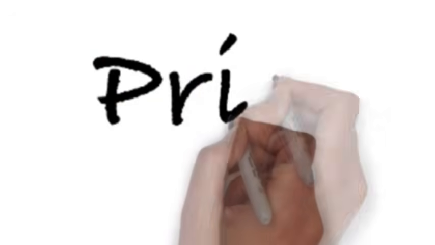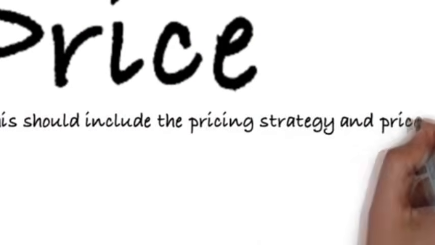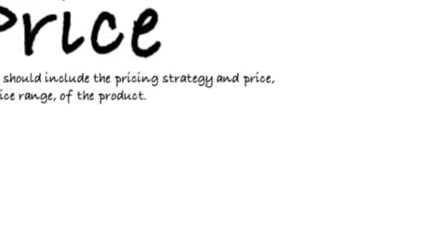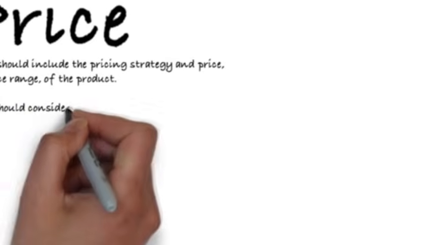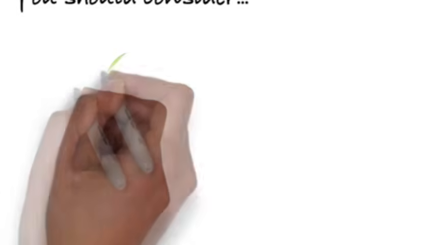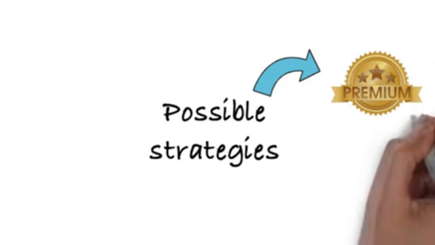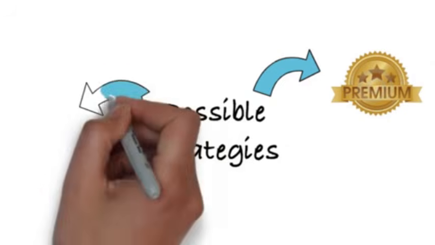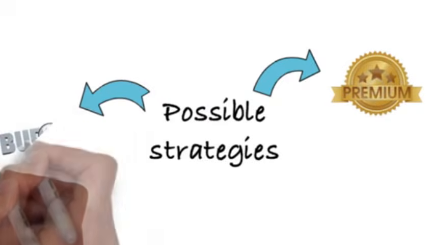Next, you should explain the pricing strategy that the business will use and the price or price range that it will sell for. To do this, you should consider the pricing strategies of the business's main competitors and explain how the product or service fits into this. For example, will the product use premium pricing to promote the quality of the product? Or will they use budget pricing to show affordability?